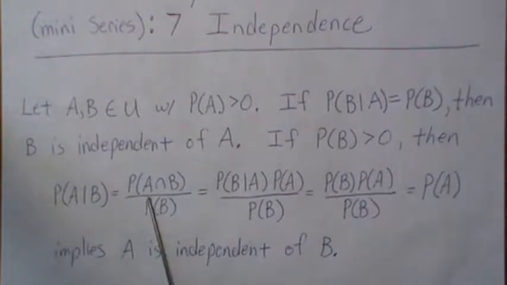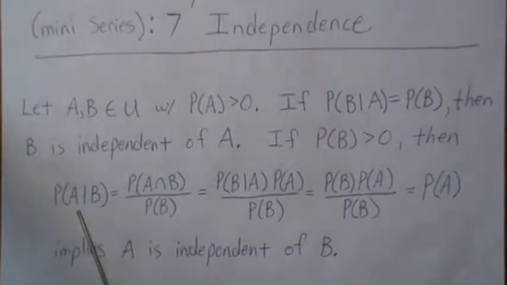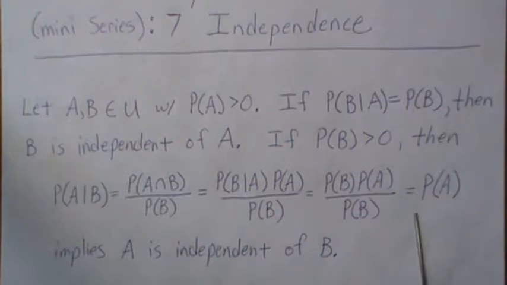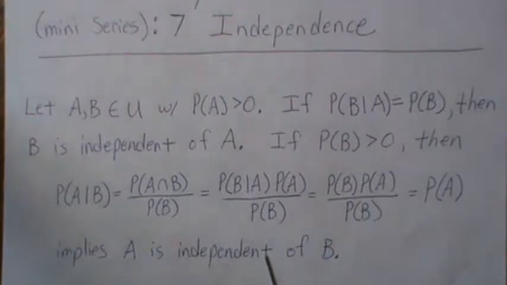Then if you go through the math here, B is independent of A, so those cancel, and we just get that actually A is independent of B. And that's a true statement: if B is independent of A, then A is independent of B.